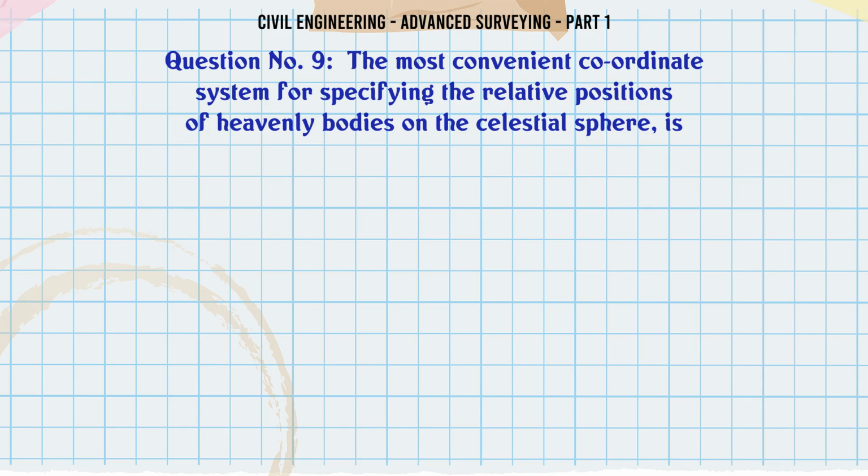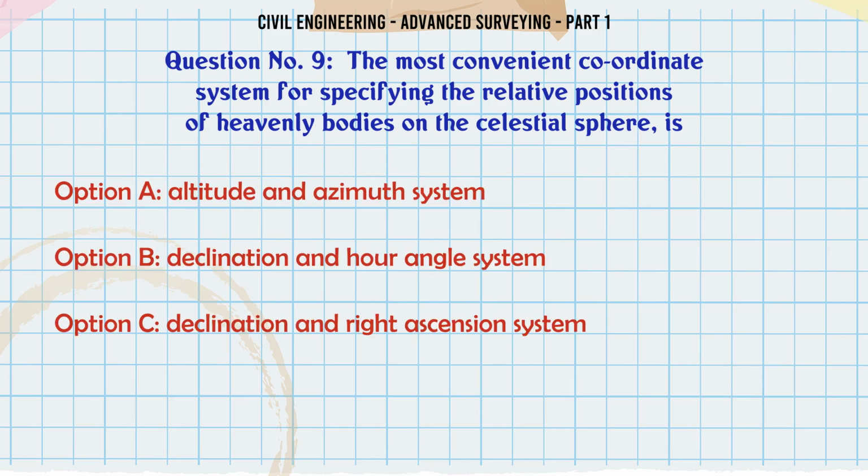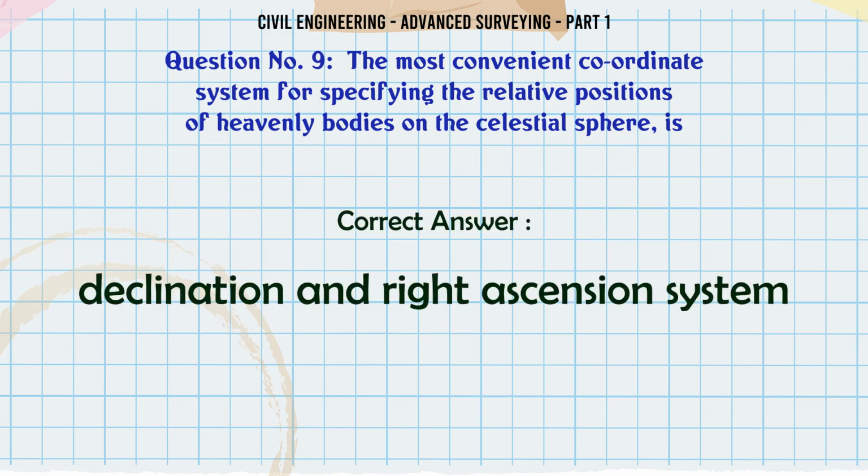The most convenient coordinate system for specifying the relative positions of heavenly bodies on the celestial sphere is: A. Altitude and azimuth system, B. Declination and R angle system, C. Declination and right ascension system, D. Declination and altitude system. The correct answer is declination and right ascension system.